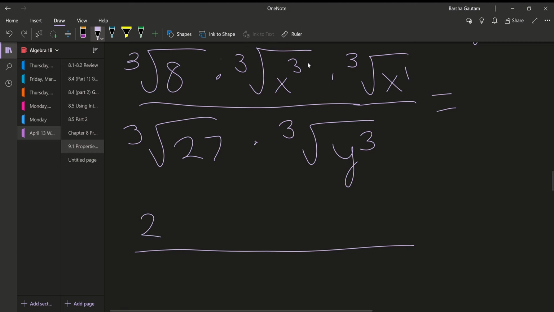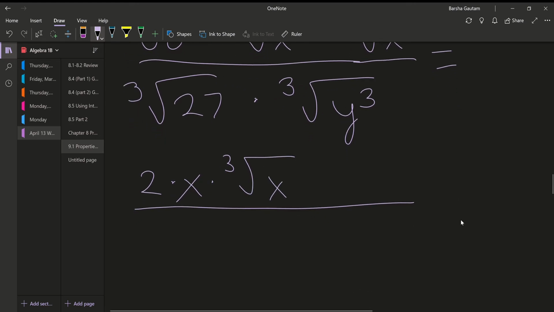And then if we simplify this, we're left with 2 times x, right? And then this cannot be simplified any further, so we're just going to bring that down. We're going to leave that alone. And now we need to finish the bottom part right here.